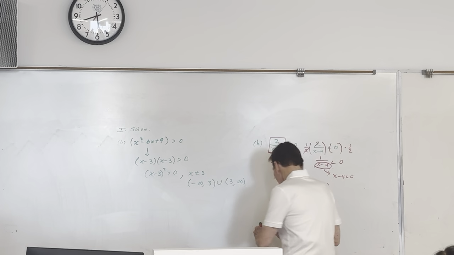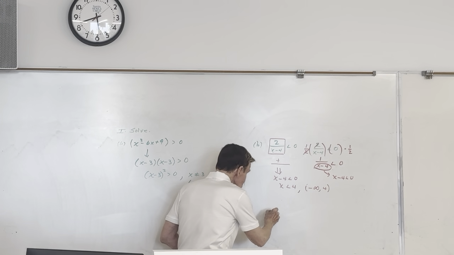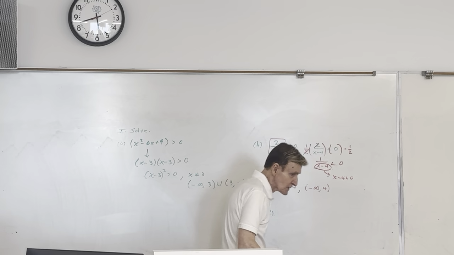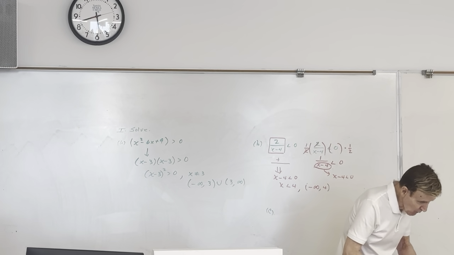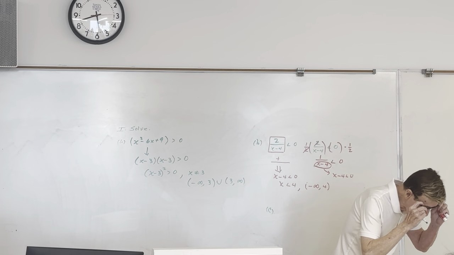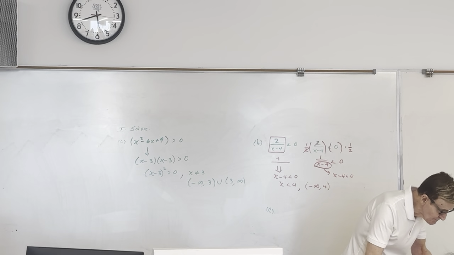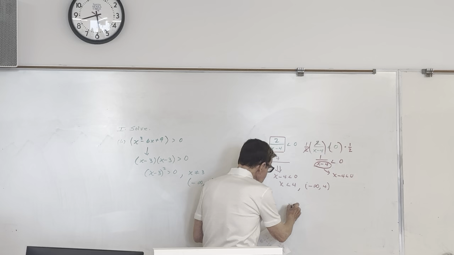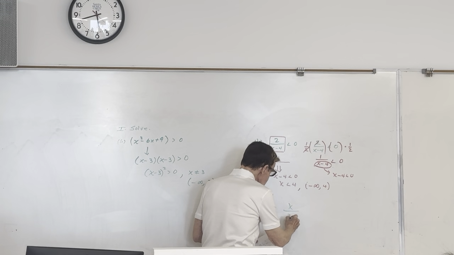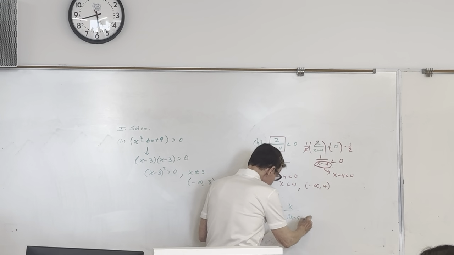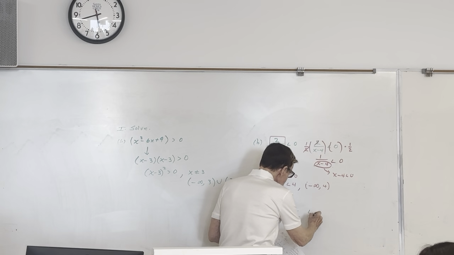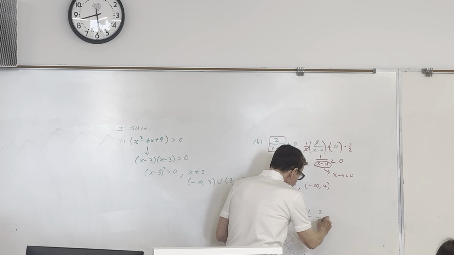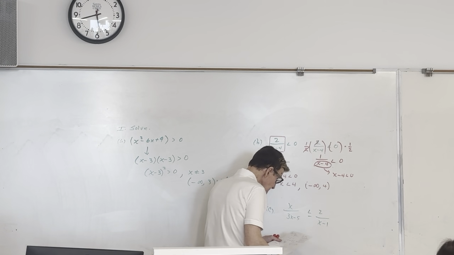Okay, that said, I think I have one more before I jump into the functions, which you're going to love. I think I have one more that I saw on a diagnostic test. This is my last one: x over 3x minus 5 is less than or equal to 2 over x minus 1.